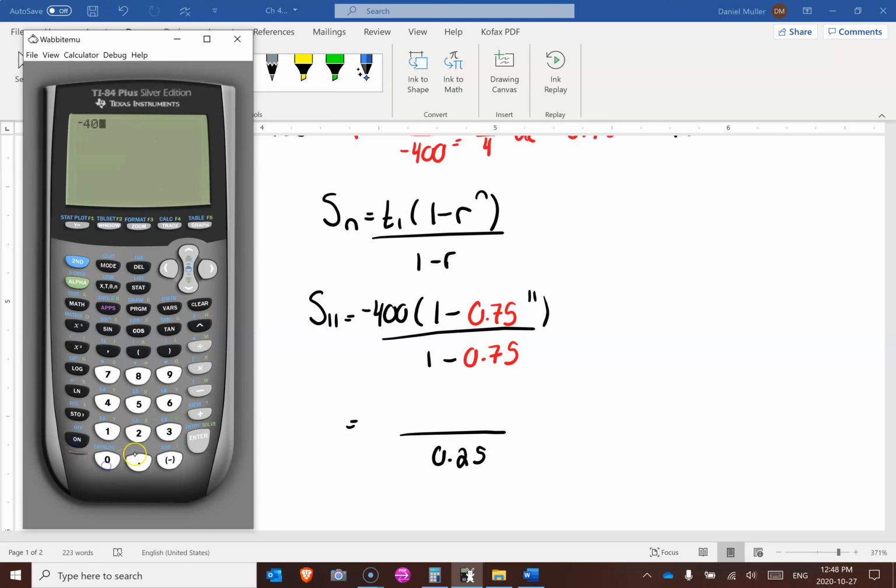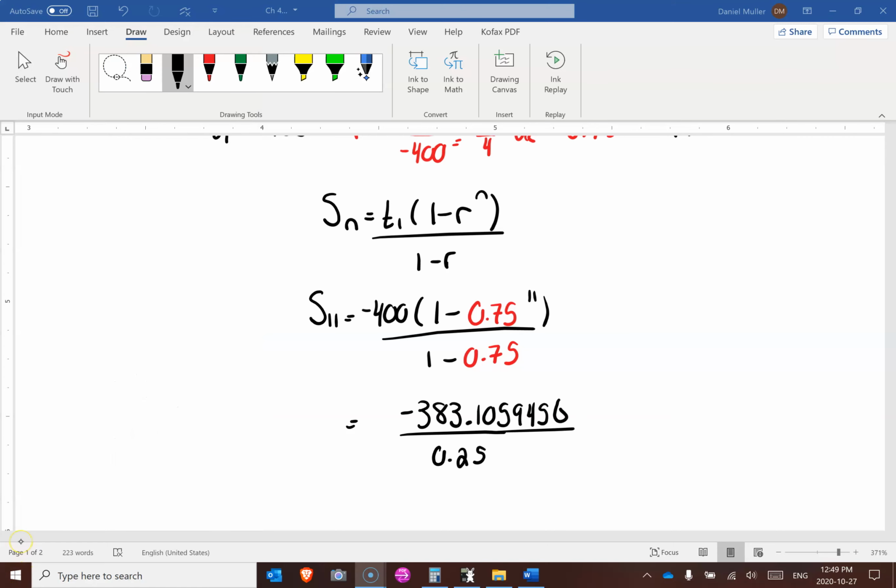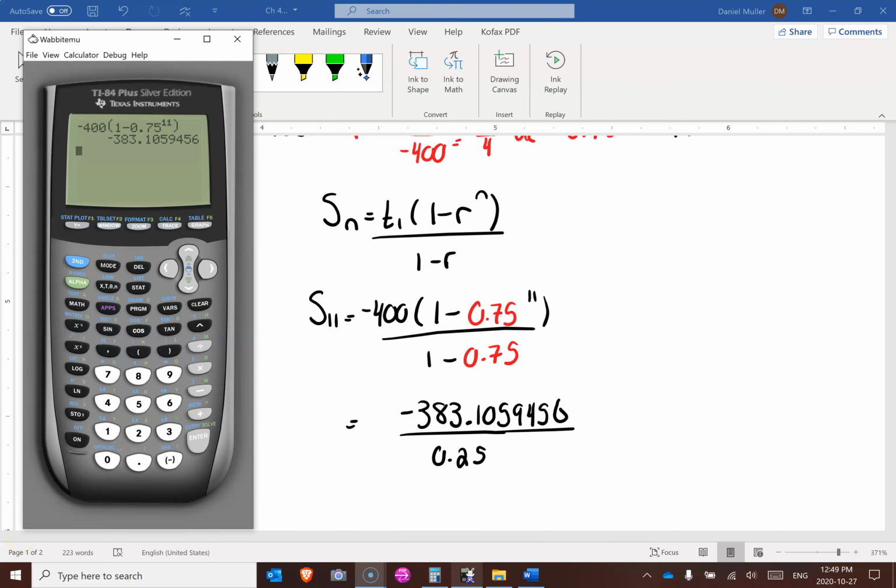So negative 400 times 1 minus 0.75 to the power of 11. Remember, I didn't need brackets around the 0.75 because it wasn't negative. So negative 383.1059456. I'm going to write that down here. And then I can take that number and divide it by 0.25. And I get negative 1532, so I'm just going to write that down.